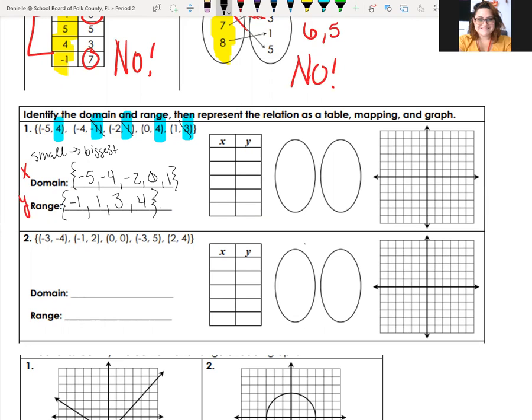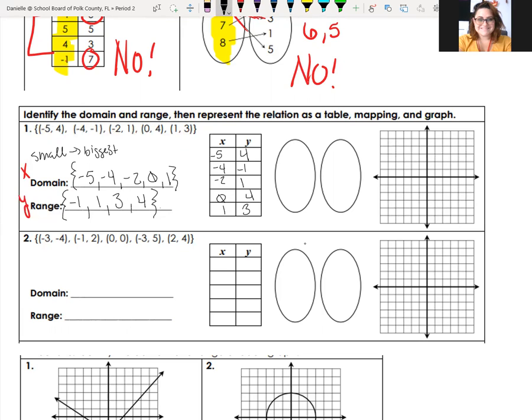When it comes to putting ordered pairs in a table, I suggest putting your domain, your x values, in order. So -5, and I'm reading directly from here because we already did it, -5, -4, -2, 0, 1. And now match up your y values. So -5 goes with 4. -4 goes with -1. -2 and 0, or I'm sorry, 2 and 1, 0 and 4, 1 and 3.